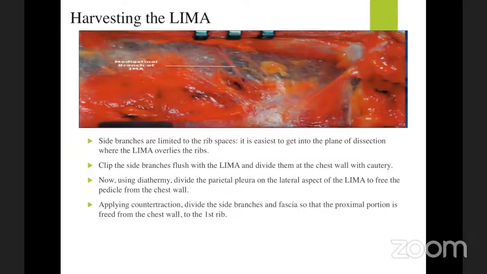Side branches are limited to the rib spaces, so it is easiest to get into the plane of dissection where the LIMA overlies the ribs. Clip the side branches flush with the LIMA, and divide them at the chest wall with cautery.